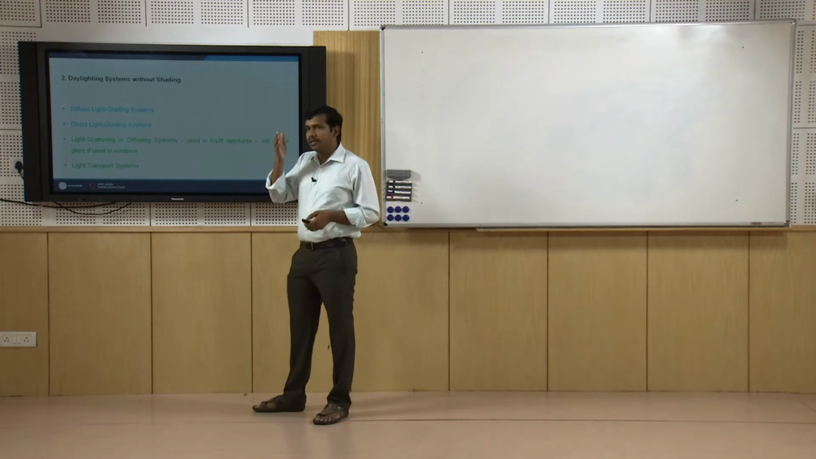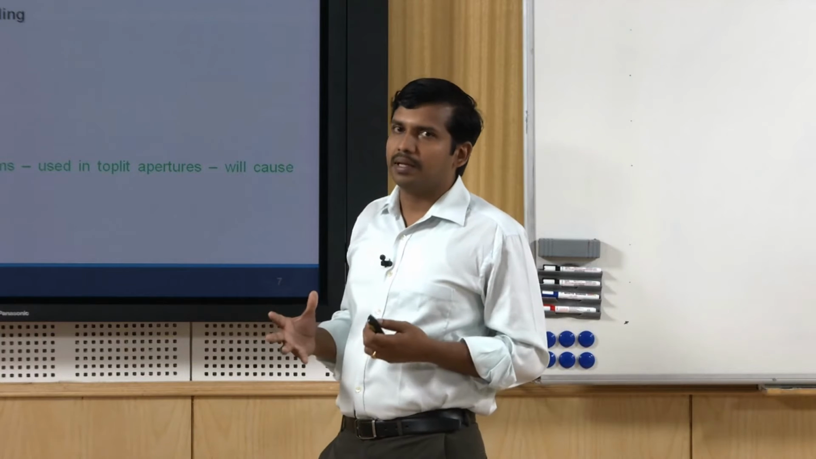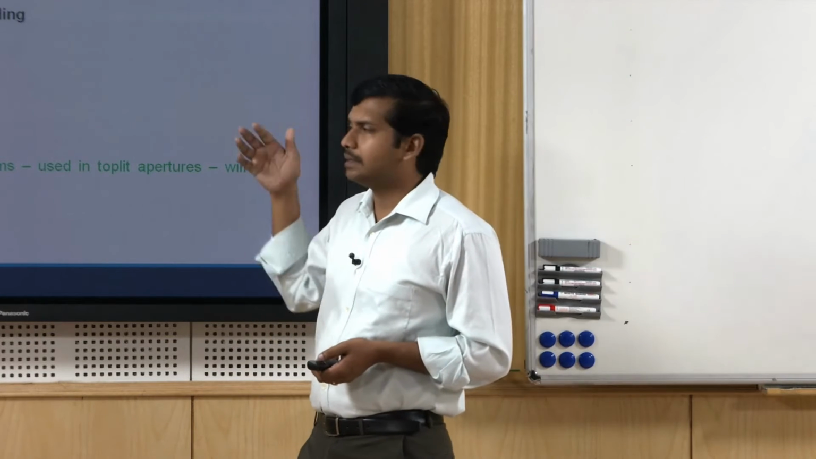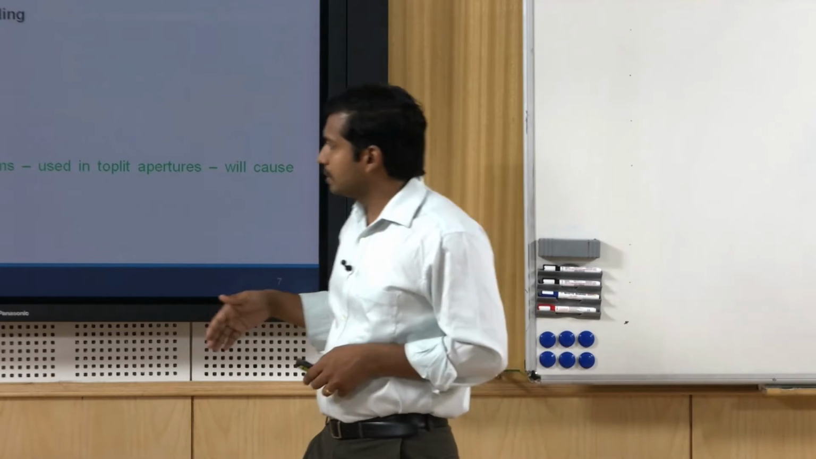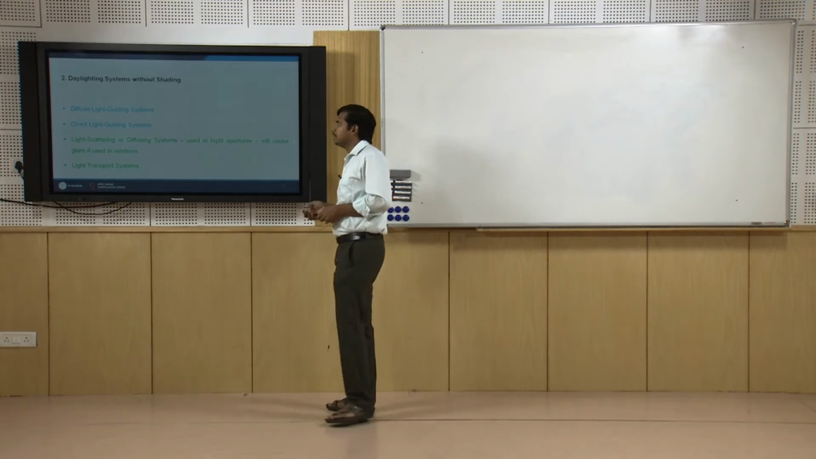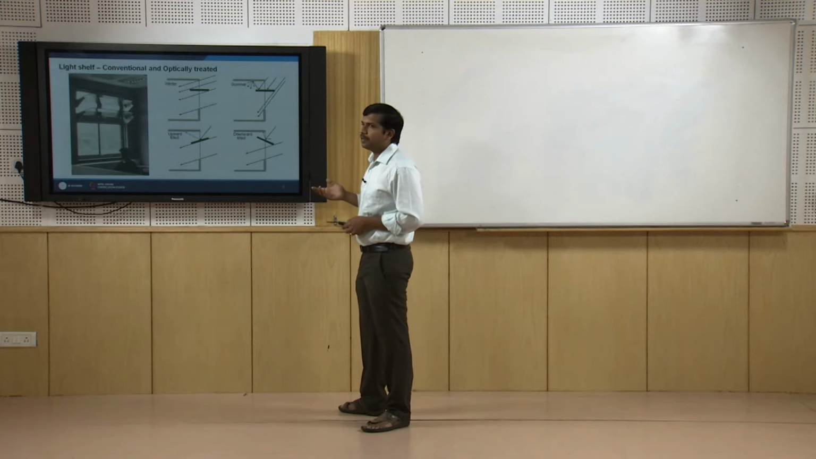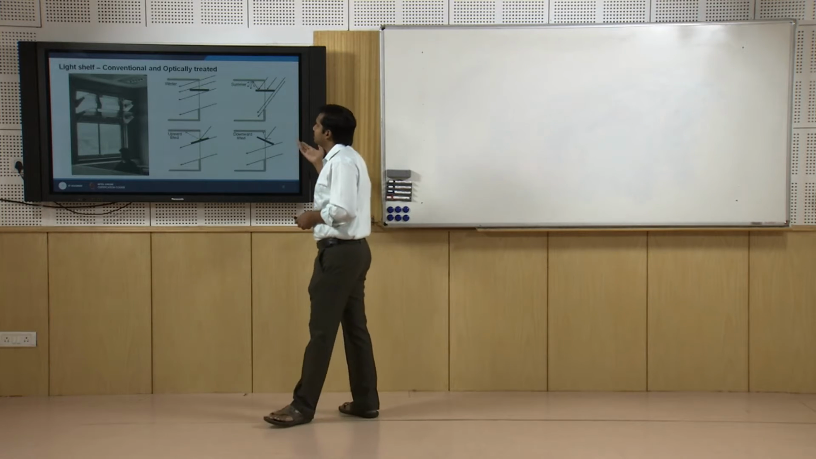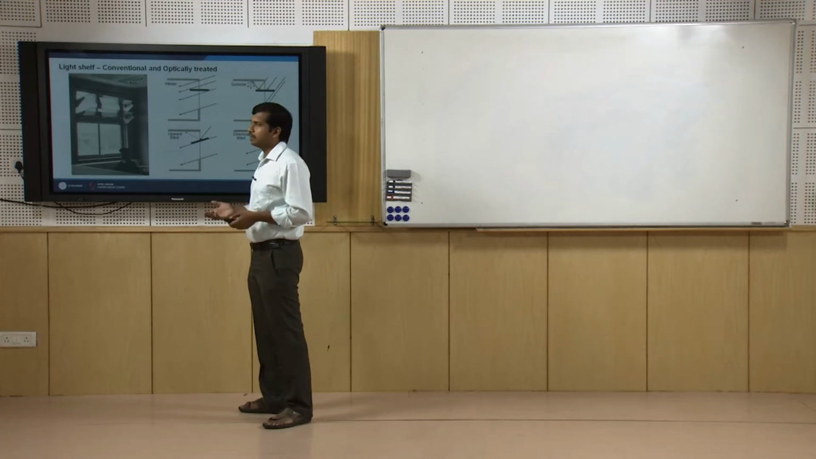If you are trying to use it in windows, they will cause glare. Excess amount of diffuse light will be available. Primarily they are used in skylights or on the top clear stories. Then you have light transport system which we will take a closer look at. Simple example of light reflecting system shades, you have light shelf, very commonly used.